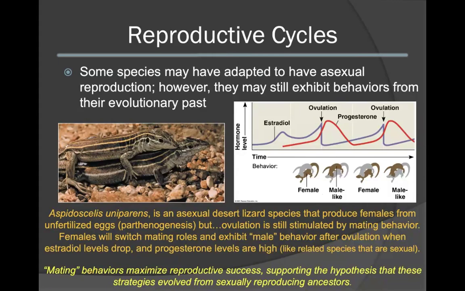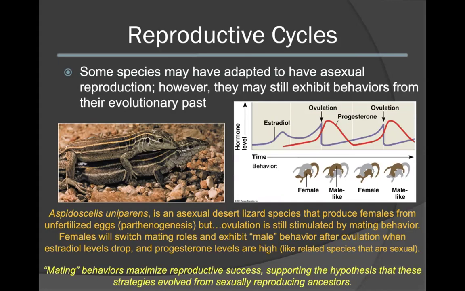In addition, some species may have adapted to asexual reproduction. However, if this is a recent evolutionary adaptation, they still may exhibit some behaviors from their evolutionary past. Aspidoscelis uniparens is an asexual desert lizard species. It typically produces females from unfertilized eggs through the process of parthenogenesis. However, ovulation is still stimulated by the typical mating behavior that occurs between males and females.